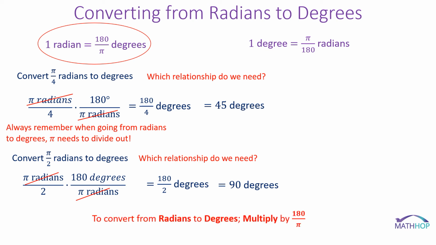To convert from radians to degrees, multiply by 180 over pi. Remember, if you want to get to degrees, you need that pi to divide out, so pi has to be on the bottom. Remember, you won't always write radians, just write pi. You'll do pi over 4 times 180 over pi. I was just writing radians so you see the radians dividing out.